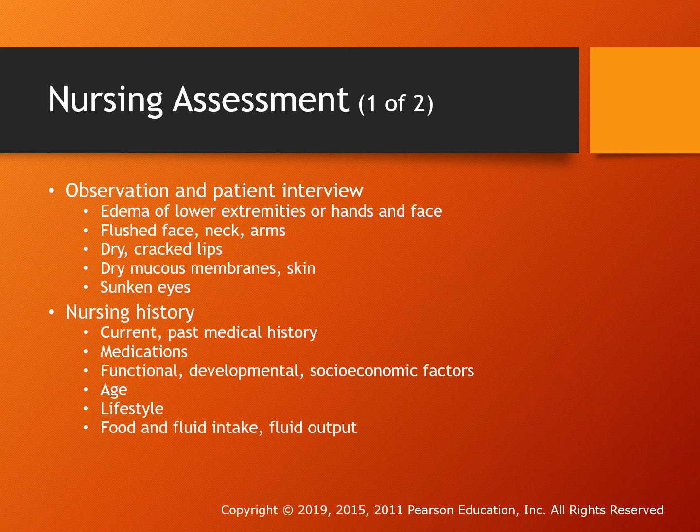Observation in the patient interview. So some of the things you want to look at, you really want to observe. You need to do a very thorough head-to-toe assessment. Edema in the hands and feet, flushed face, neck and arms, dry cracked lips, dry mucous membranes and poor skin turgor on the hands, sunken eyes. The lips will be cracked and their tongue will look dry. You really want to look at skin turgor, look at their skin color. Do really check that skin and look for edema.